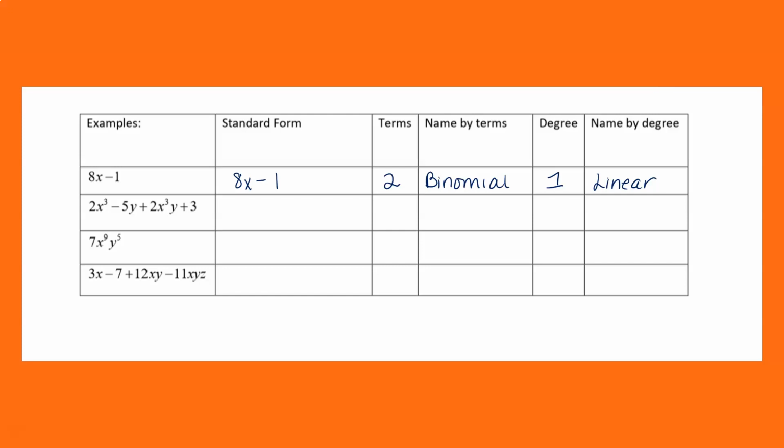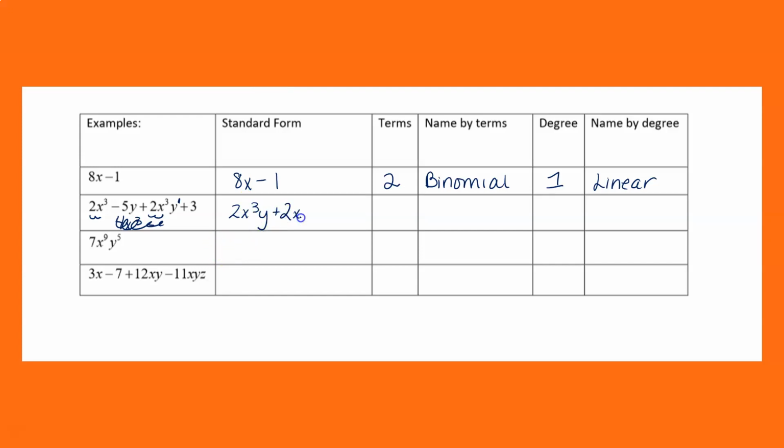So if you classify it by degree, it's considered linear. So let's look at the next one. The first thing you have to do is put it in standard form. Oh, that's wrong. There's a 1 here. So this becomes the first one. 2x cubed y is your first one.